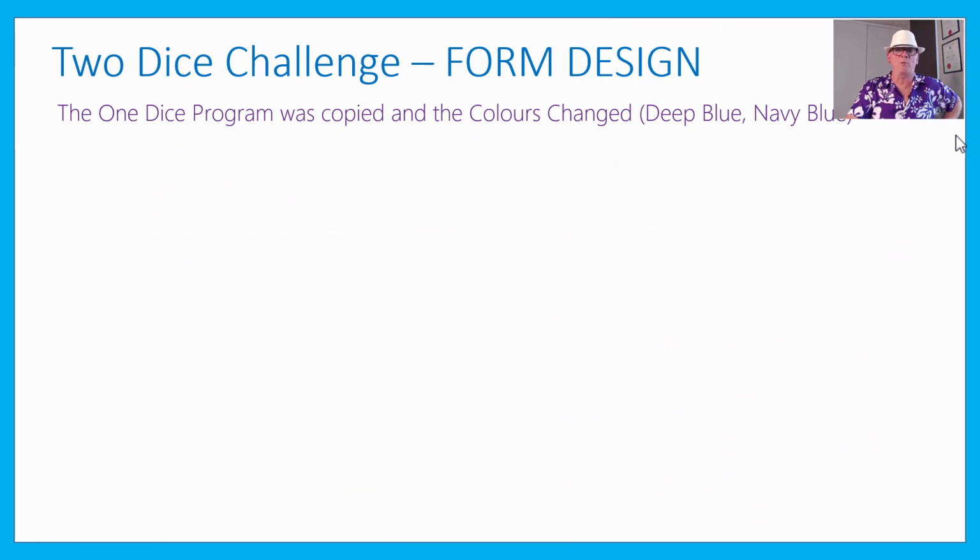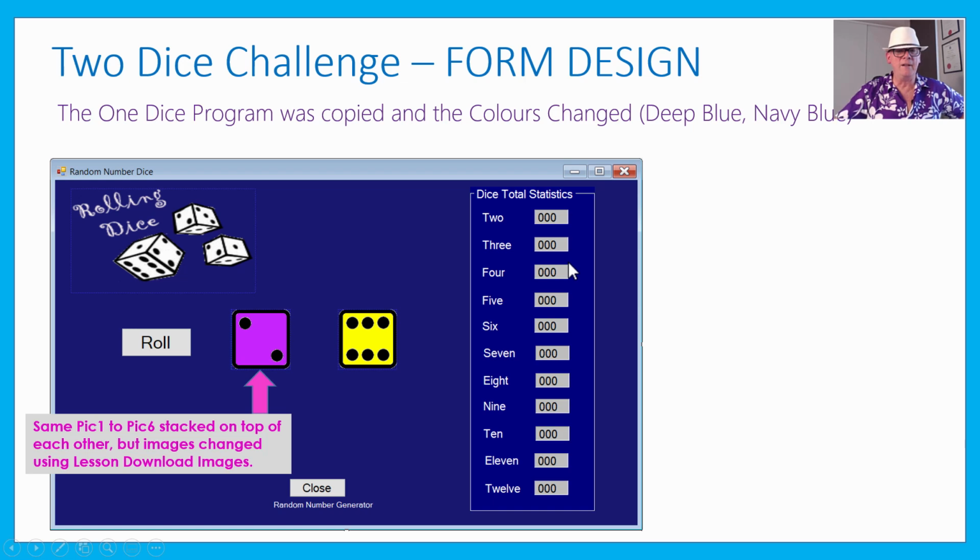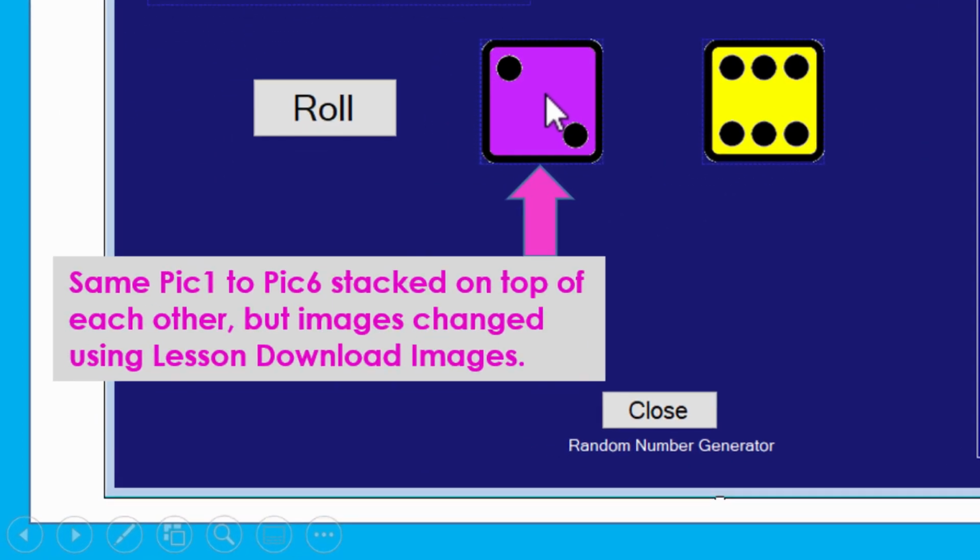So you just take the one dice program that we just finished, and we just changed the colors. So we made the background a deep blue, and on the group box that all these labels and other label boxes are going in, we just made that navy blue, which is slightly lighter than deep blue. And to get this dice here, this is just the ones we had in the one number dice. So we've stretched our form a bit. You can see we've brought the group box down bigger, but this was our original white dice in the one dice rolling thing.